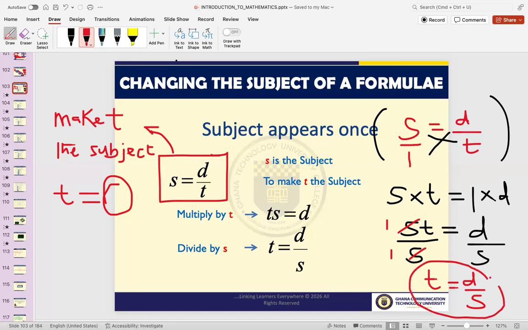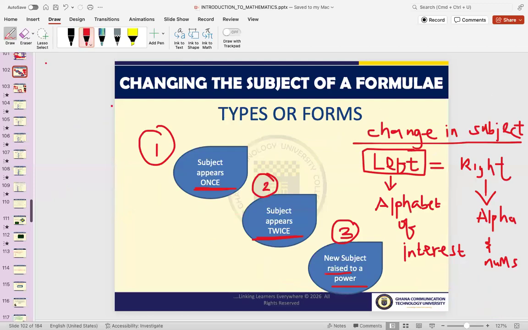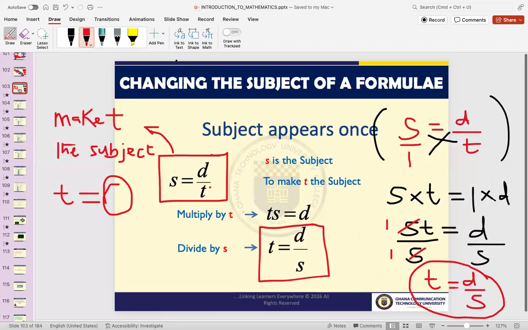That when T stands alone, S will have to go and divide D. And that is the final answer you are seeing here. That for T to stand alone, it means that S will have to go and divide D. And that's our first example, which conforms to this one when the subject is appearing once. So you saw that T was appearing once, and we've been able to make T stand alone.